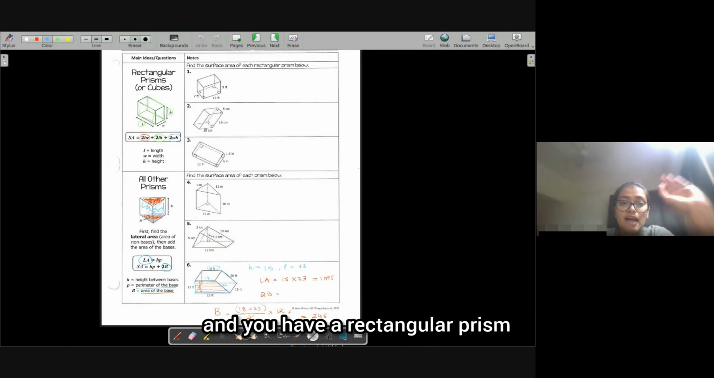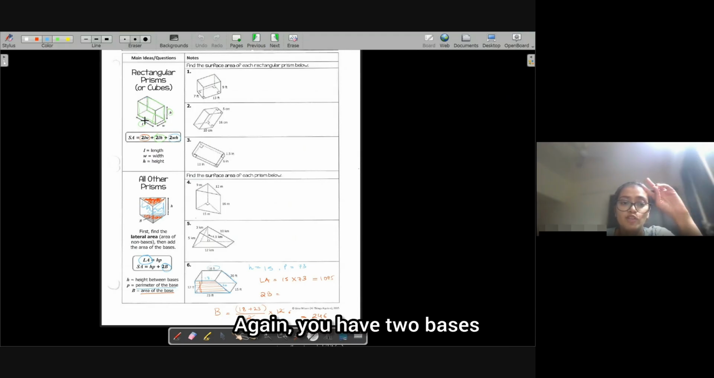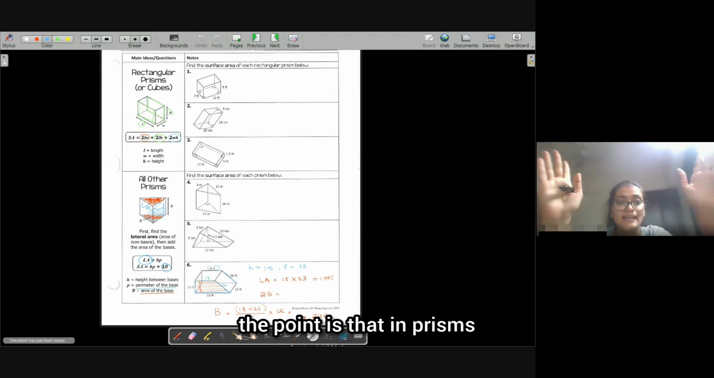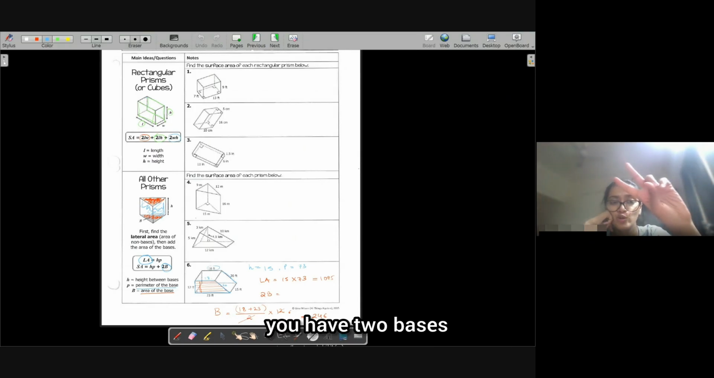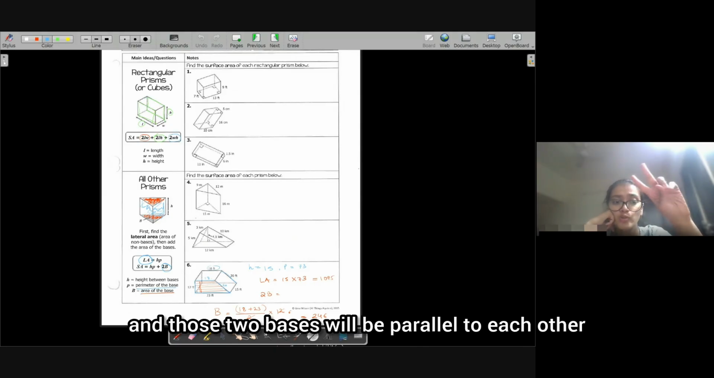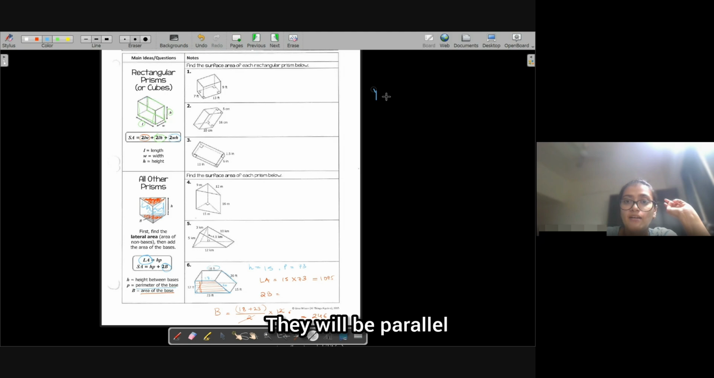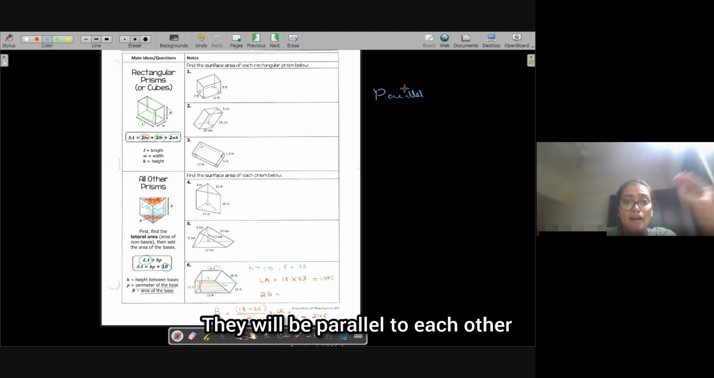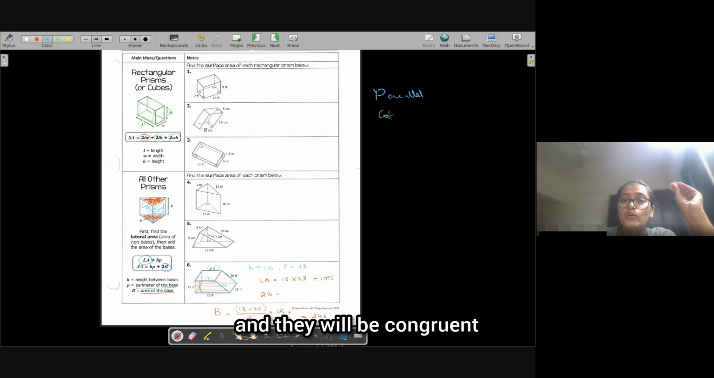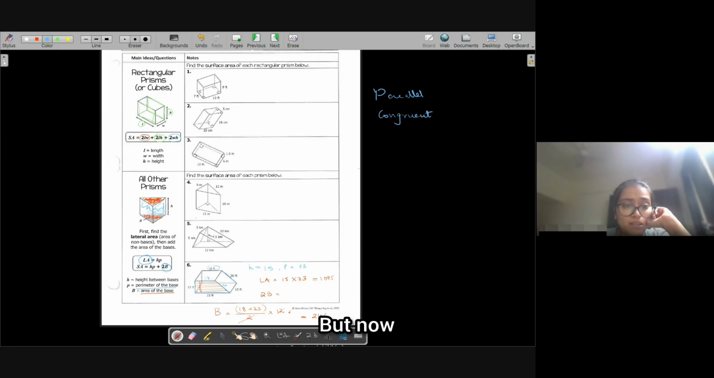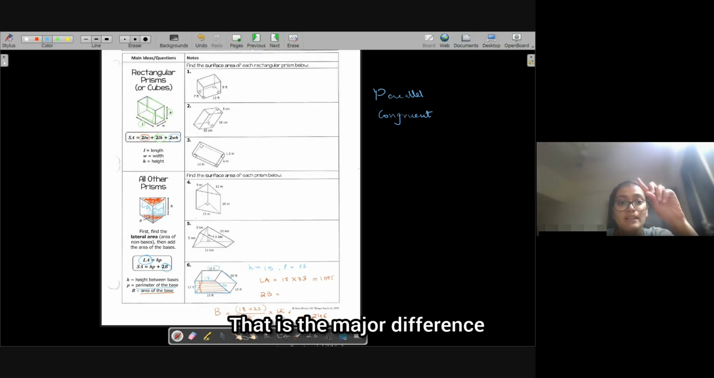And you have a rectangular prism. Again, you have two bases. So the point is that in prisms, you'll have two bases, and those two bases will be parallel to each other, and they will be congruent. But now, in pyramids, we only have one base. That is the major difference.